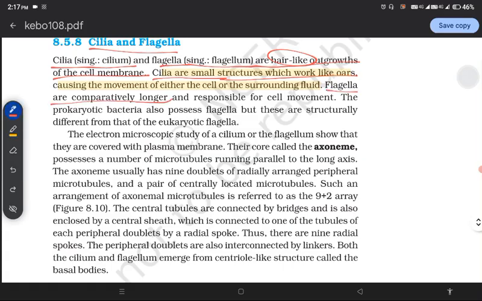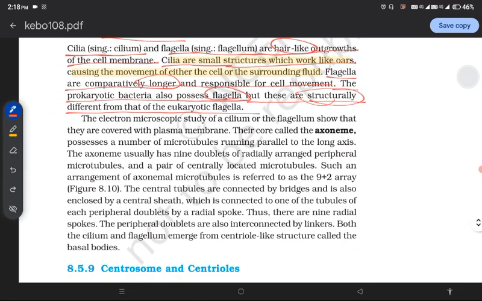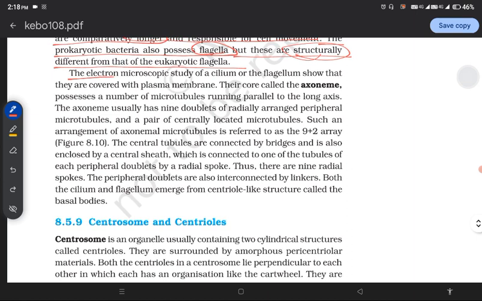Flagella are comparatively longer and responsible for cell movement. The prokaryotic bacteria also possess flagella, but they are structurally different from the eukaryotic flagella. The electron microscope study of cilium or flagellum shows that they are covered with the plasma membrane. Their core is called axoneme.